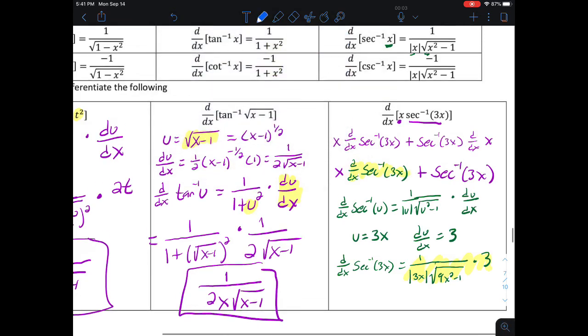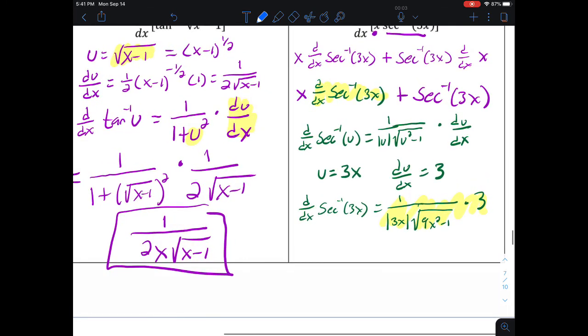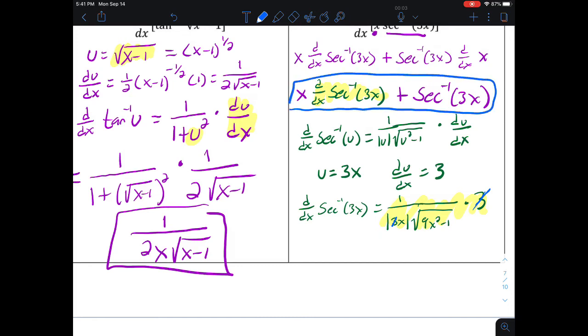So our final answer for our derivative in this problem is kind of a mess. All right, well, one thing I know is that the 3 there is going to cancel with this 3 in here. We would have, and I'm going to put it all back up in this problem there, x over the absolute value of x times the square root of 9x squared minus 1, plus inverse secant of 3x.